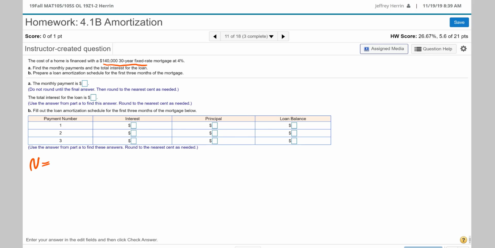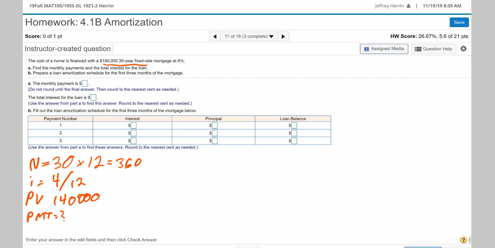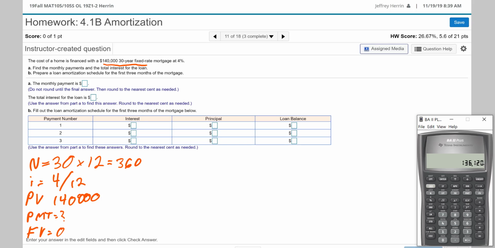Our number of compoundings is going to be, again, 30 years times 12 times a year for a total of 360 payments. Our interest is going to be 4% divided by 12 because we have 12 payments in a year. Our present value is going to be $140,000. Our payment is what we're looking for, and our future value, of course, will be 0. So let's bring that up on a calculator.